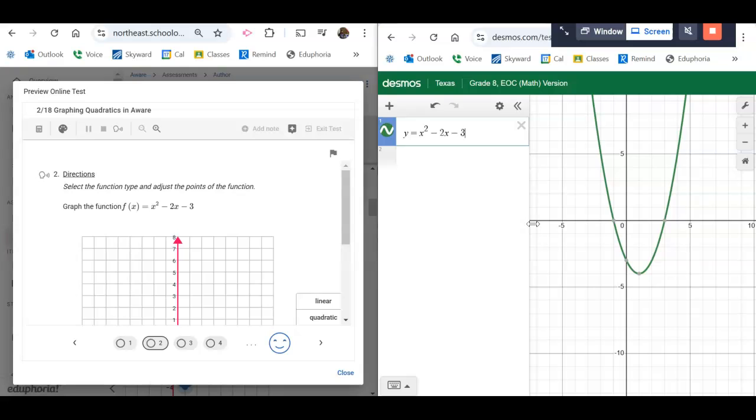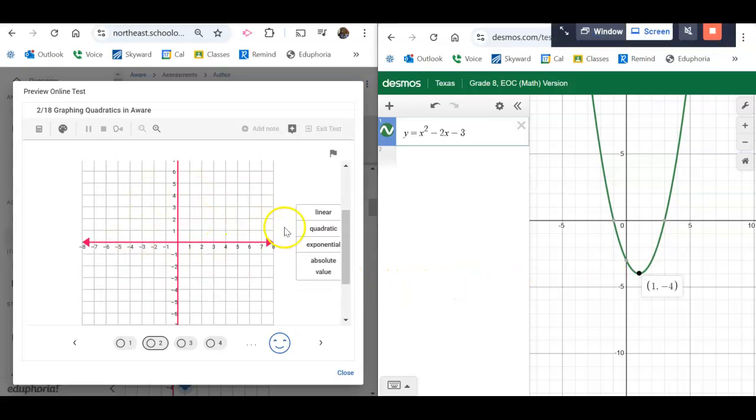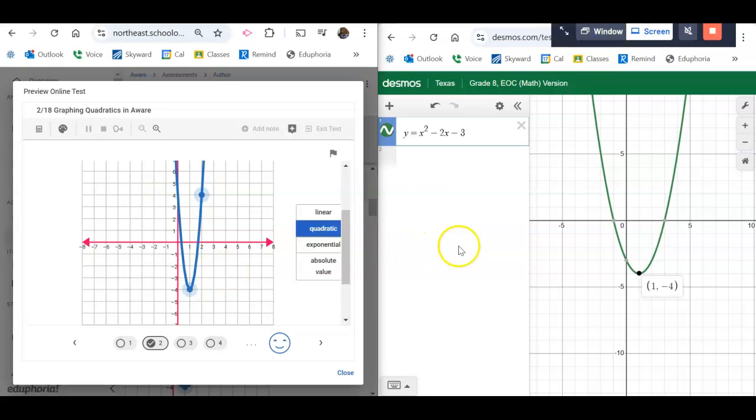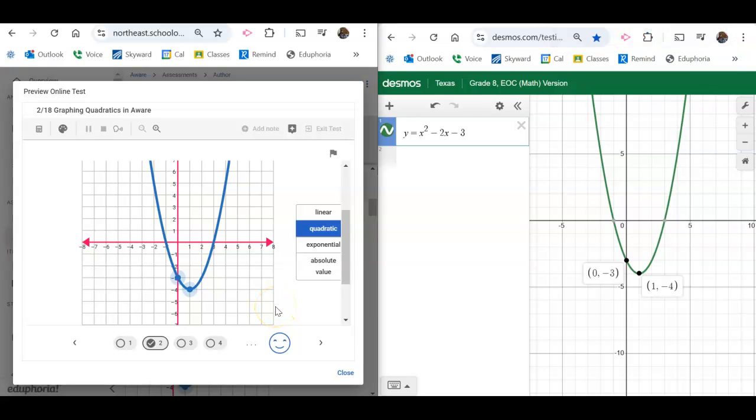I need to find the vertex. Where does it change direction? So if you click it, it should give you the coordinates, 1, -4. So on Aware, I'm going to click quadratic and drag that vertex to 1, -4. And then if I go over to the left or the right, I'm going to go left 1 and then up. Hey, here's a point right here. 0, -3. 0, -3. Correct. Plankton. Thumbs up, etc.